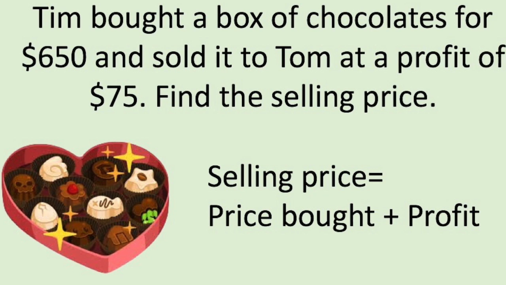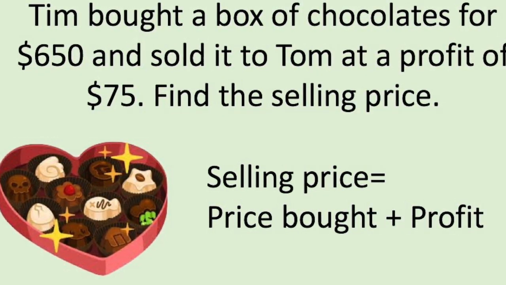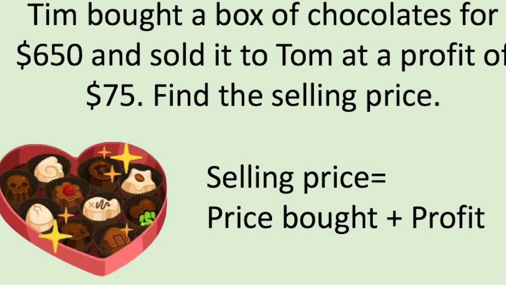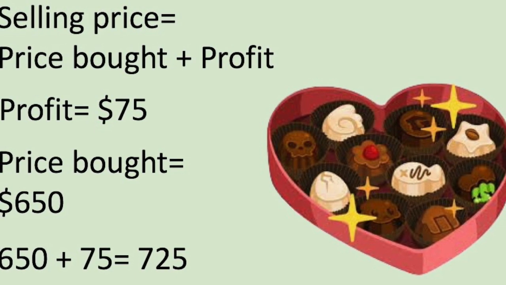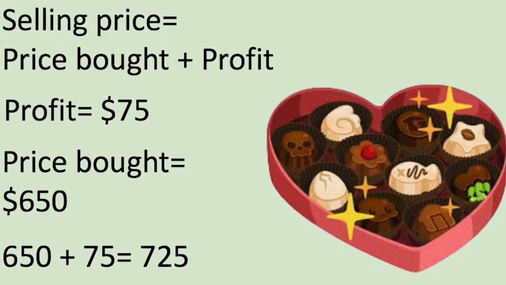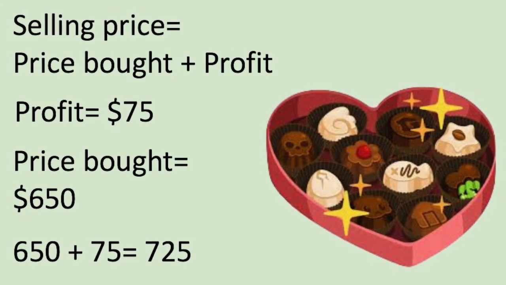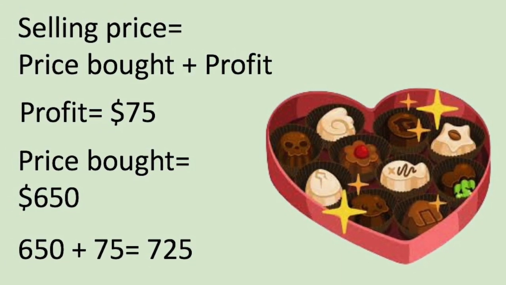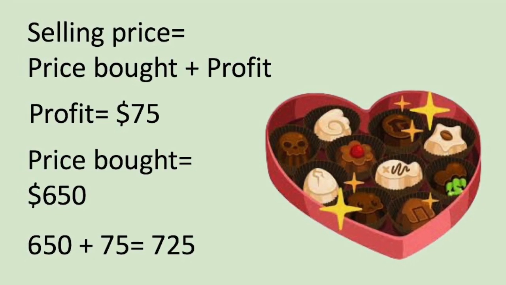We know that the selling price is the price an item costs to produce or buy initially, plus the amount of money the company or seller earns in profit from the sale. In this case, it would be the $650 Tim bought the box of chocolates for, plus the $75 profit he made after reselling the box of chocolates to Tom, giving us a $725 selling price for the box of chocolates.